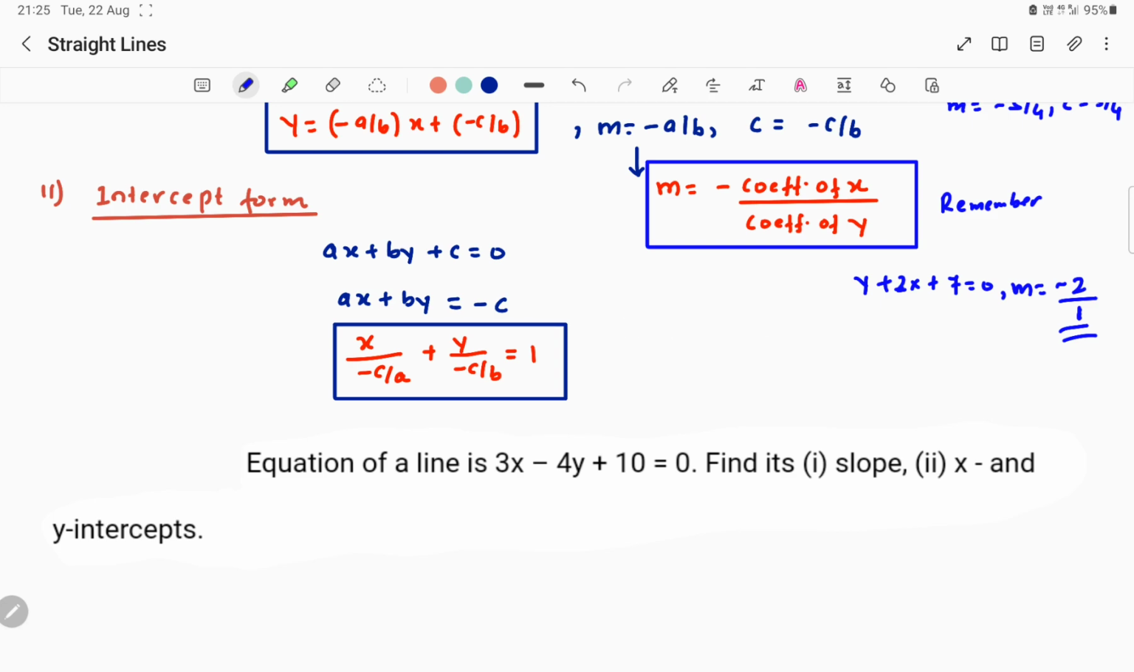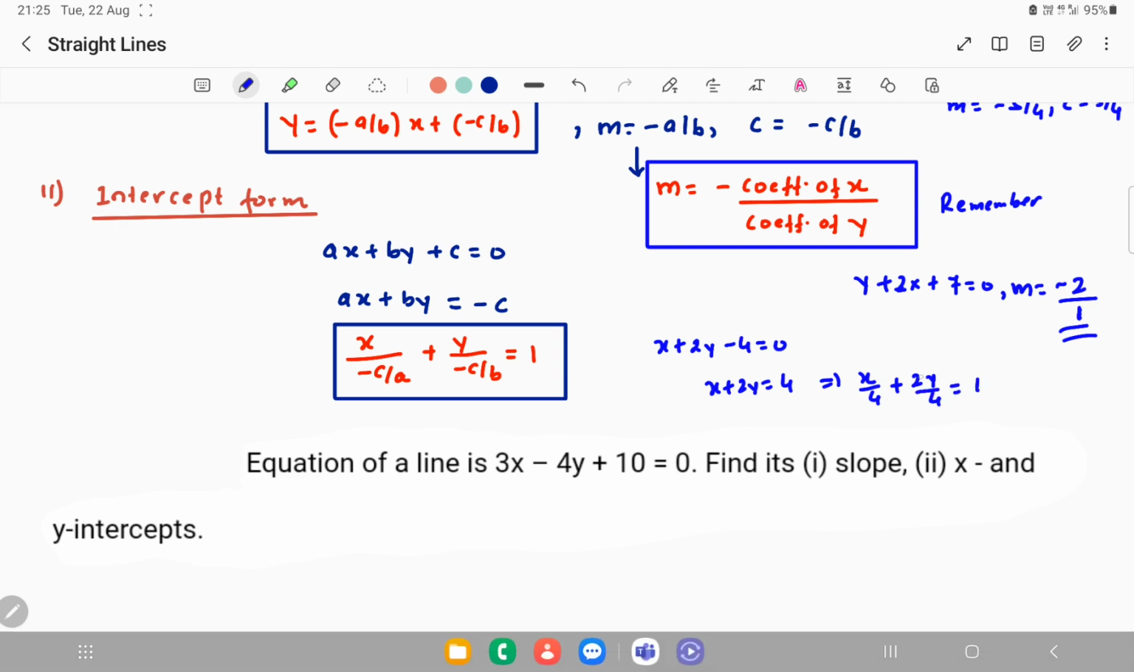Suppose another example, we have an equation like x + 2y + 4 = 0. If you want to convert, what can you write? There is nothing to memorize here. You remember the process: send the 4 on the right side. Even if it was minus, send it on the right-hand side. So we get x + 2y = 4, then divide by 4. So you will write x/4 + 2y/4 = 1.